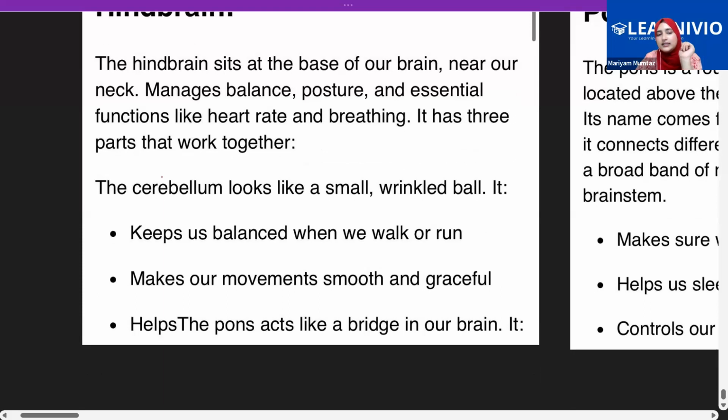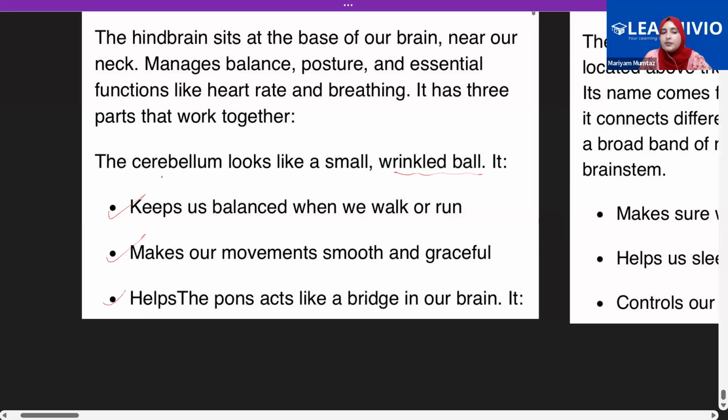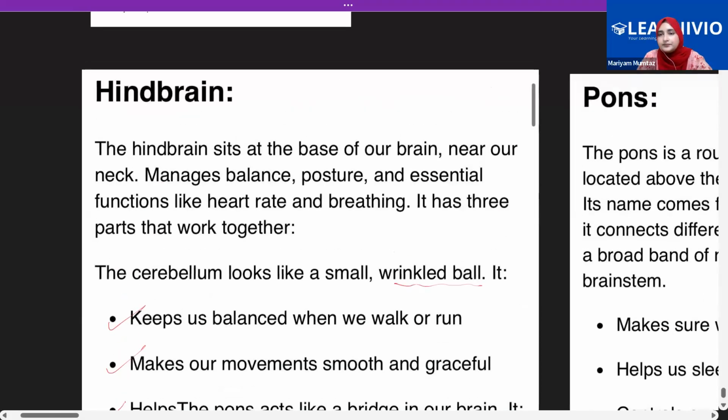When we talk about the cerebellum, it looks like a small wrinkled ball. It keeps us balanced when we walk or run. It makes our movements smooth and graceful, right? And you might have seen that people who are alcoholic drinkers have a problem staying still or walking straight. Why? Because when a person drinks alcohol, that alcohol makes the judgment cloudy. It messes up the cerebellum so that a person doesn't even know how to walk straight. And the cerebellum helps the pons act like a bridge in our brain.